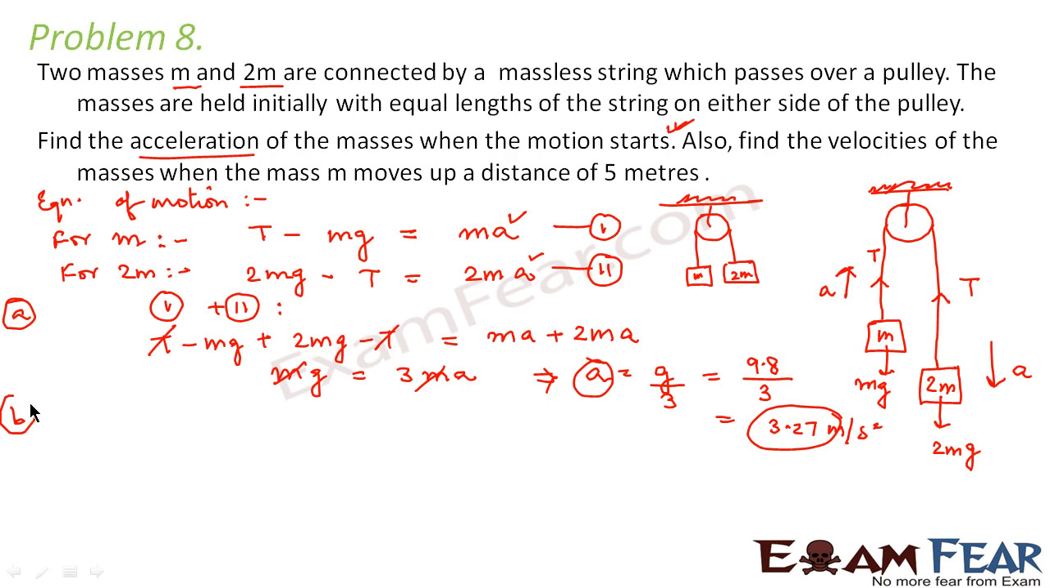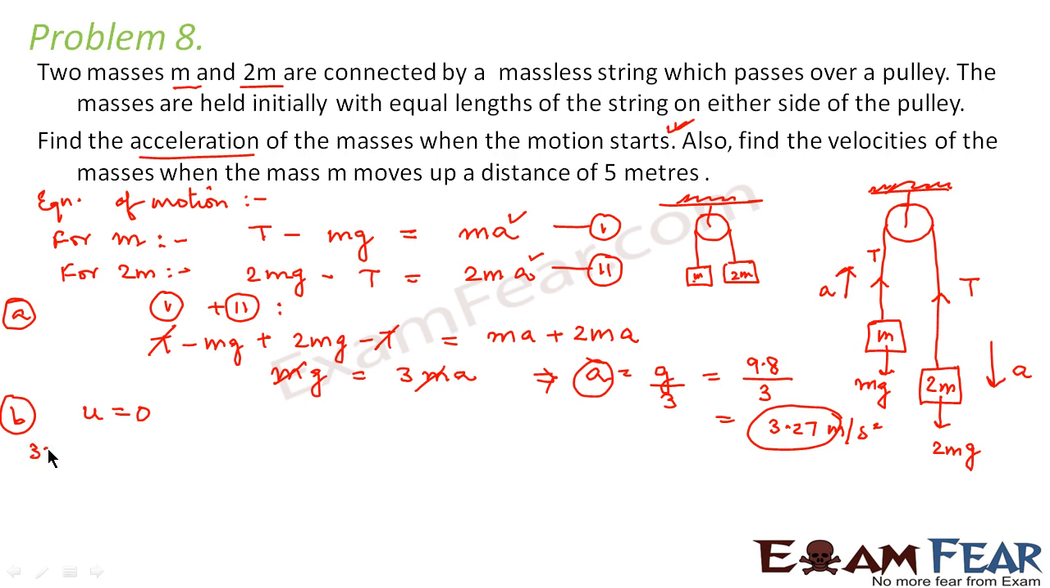Now let us look at the second part. It says find the velocities of the masses when the mass m moves up a distance of 5 meters. That means this mass has moved up a distance of 5 meters. At that point, what would be the velocity of this mass? Initially, the velocity of mass m, u, would be equal to 0, because the question said that both the masses were arranged in this way, and only after they were left, they started moving. Before that it was at rest. So initial velocity u was equal to 0.